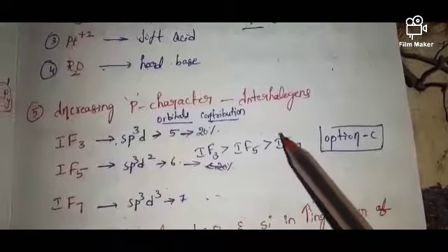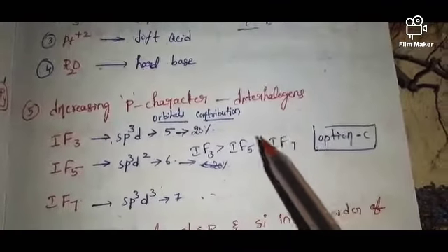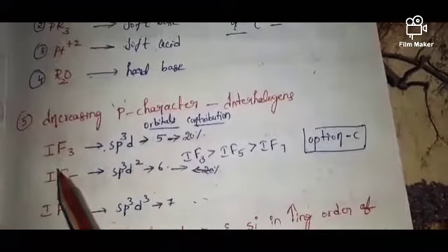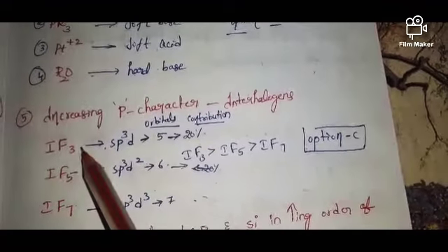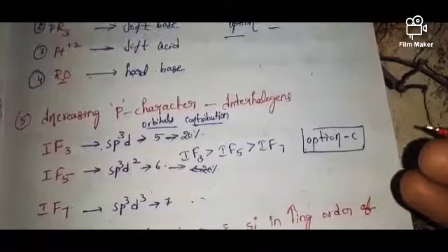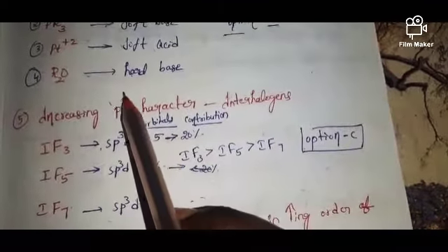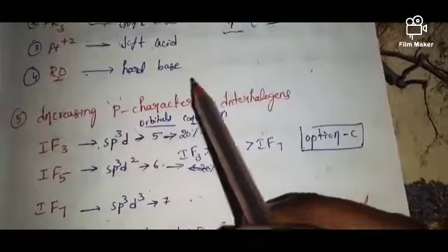I think you have an idea about the interhalogens, where we have two halogens. Iodine and fluorine, these two are halogens. We know halogens means fluorine, chlorine, bromine, iodine, like that. See what they asked about the increasing p character.